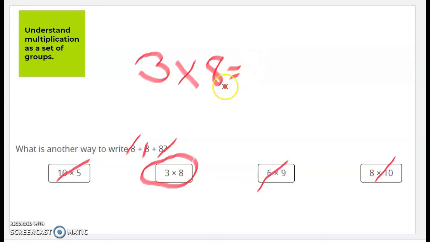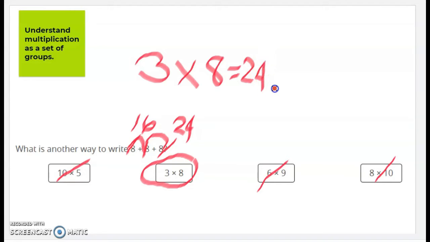But how much is 3 times 8? 3 times 8 is the same as adding 8 three times. 8 plus 8 is equal to 16. 16 plus 8 more is 24. So 3 times 8 is 24.